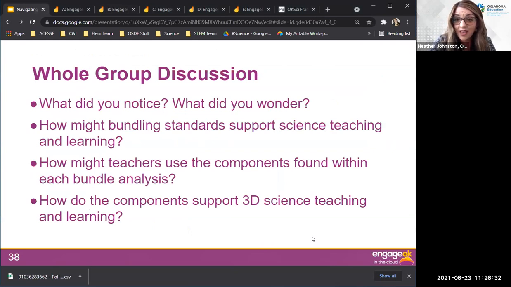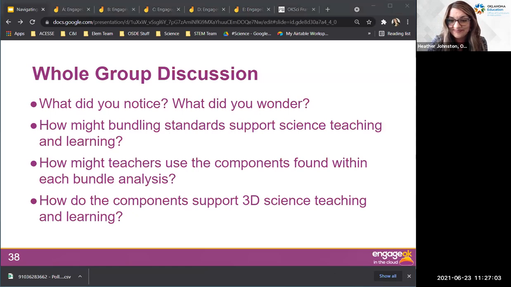All right, so hopefully you did get to spend some time looking at the frameworks and providing your thoughts in there. But we would love for someone to share out, what did you notice, how might bundling standards support science teaching and learning, just some of the highlights that you noticed. You can put them in chat or place your name in chat if you would like for us to call on you. We can call on you that way.